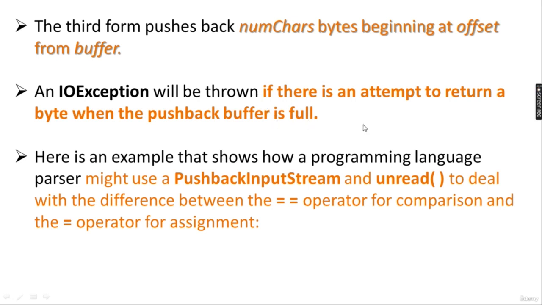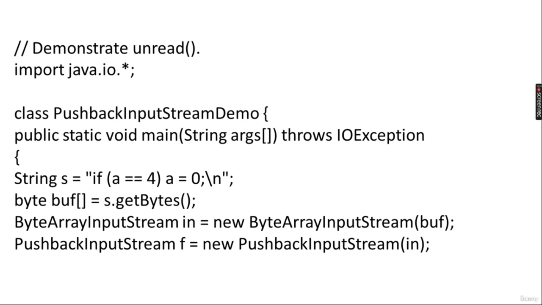Here is an example. We will see how a programming language parser might use a PushbackInputStream and the unread method to deal with the difference between double equals for comparison and single equals for assignment. Okay, so the first string is if (a == 4) a = 0. Byte buffer, first of all, we will get bytes using the getBytes method.